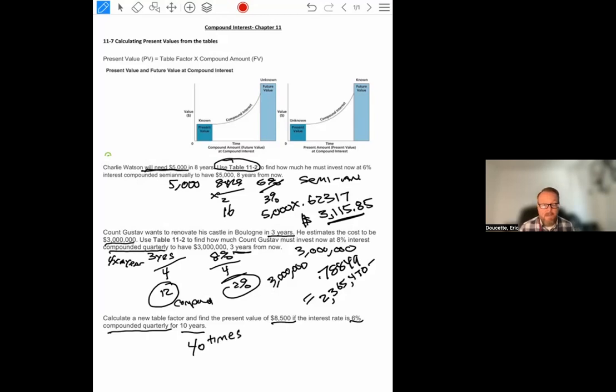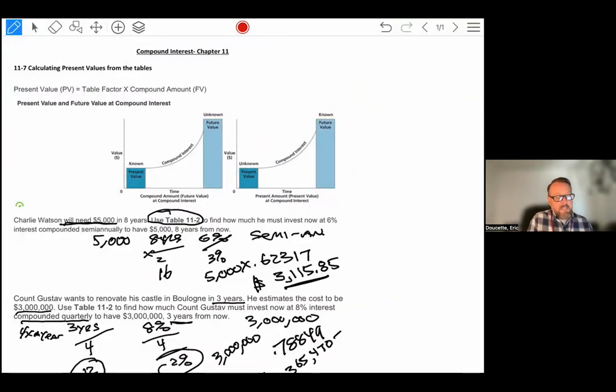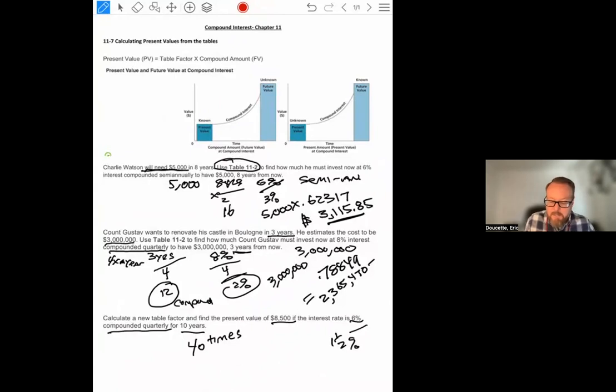And that's going to be tough. Now, again, the 6% could be divided by 4, and that comes out to 1.5%. So if I was to go to the chart, I'd go to 1.5%, and then I would go to 40 times. Well, it doesn't have 40 times on the chart. It ends at 25. So what I would need to do is divide that by 2 and look for 20.